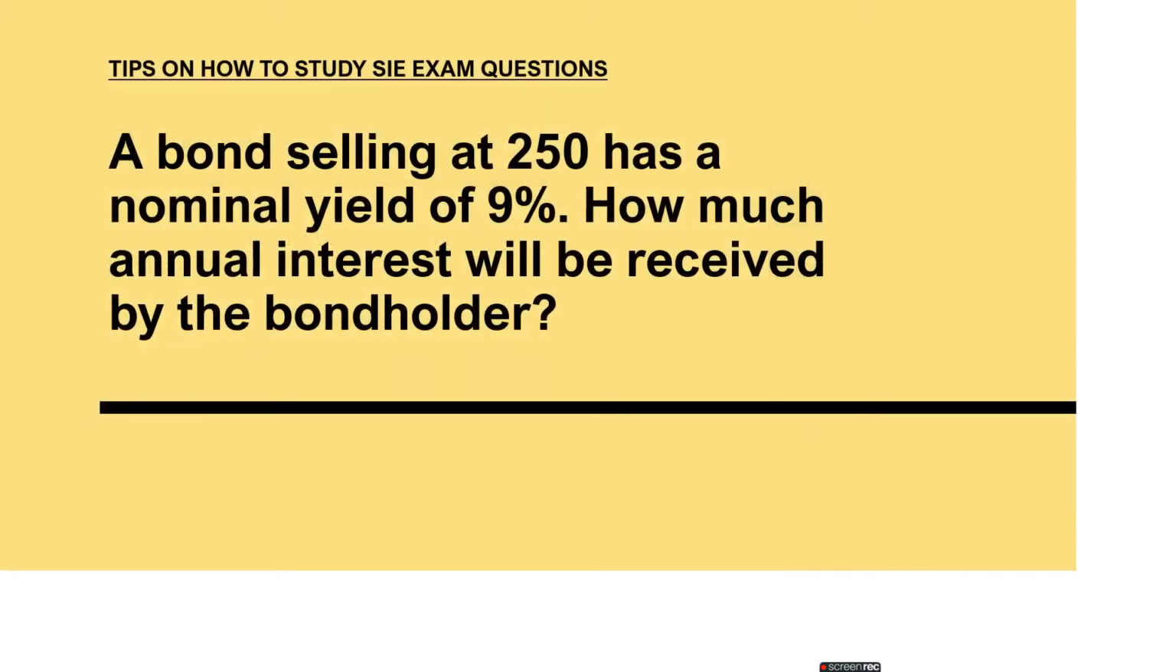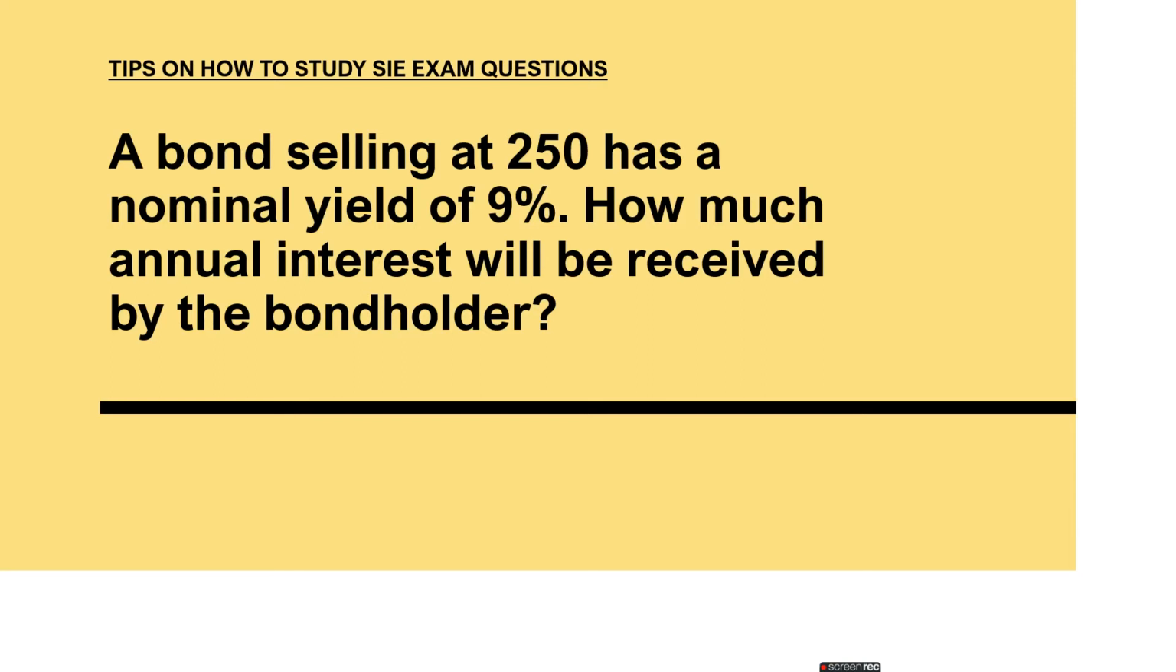So to start with a bond, and this is one of the style of questions that you may face on the SIE exam. A bond selling at 250 has a nominal yield of 9%. How much annual interest will be received by the bondholder?